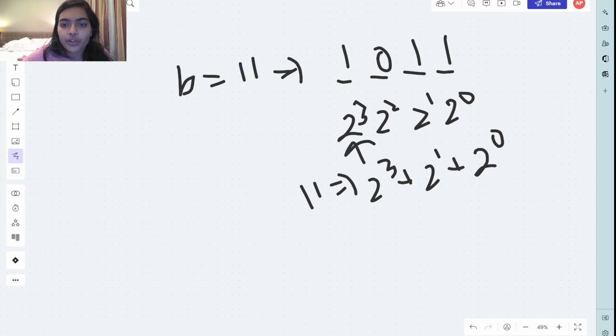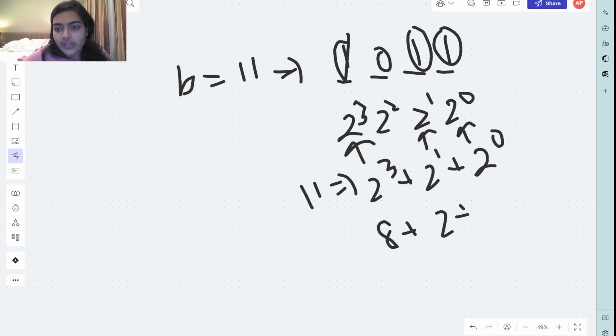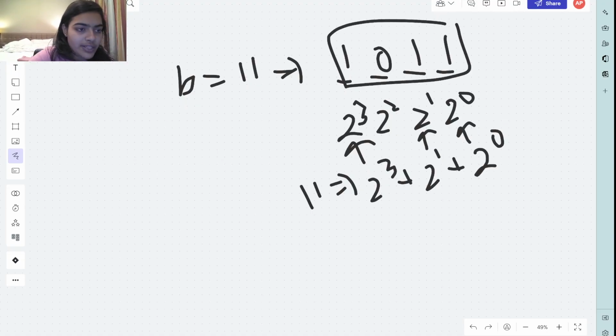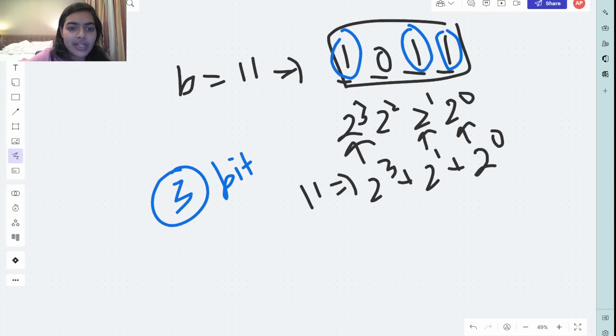So corresponding to 2 power 3, 2 power 1 and 2 power 0, we give the values as 1. So 8 plus 2 plus 1 is equal to 11, right? So now what is our b? b is 1011 in binary representation. How many bits are set in b? b has 3 bits set, right? This should be the same number of bits set in x.